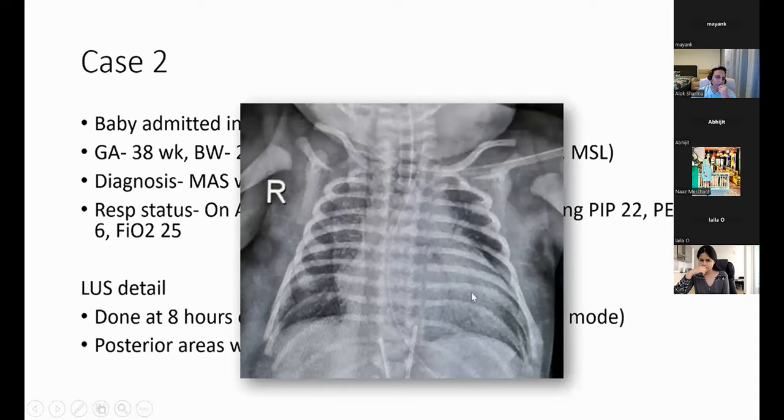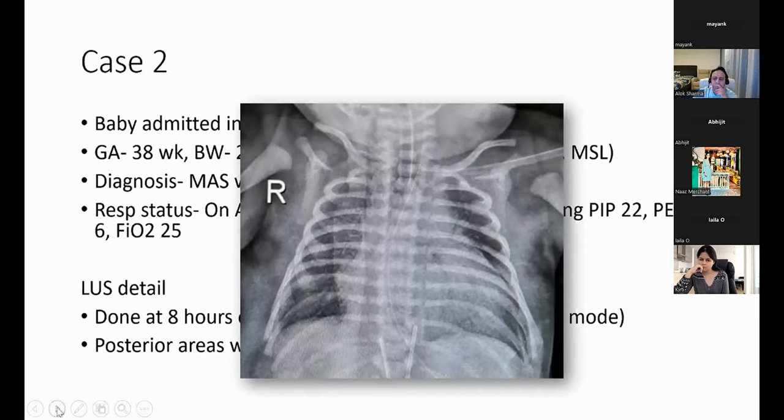An enlarged heart shadow with right atrial dominance, probably due to some PPHN component. I can appreciate a thymus. Coming to the lung fields, these appear to be slightly hyperinflated with around 9 rib spaces. There are some fine infiltrates which I can appreciate, more on the right than the left, and there's no air leak as such.